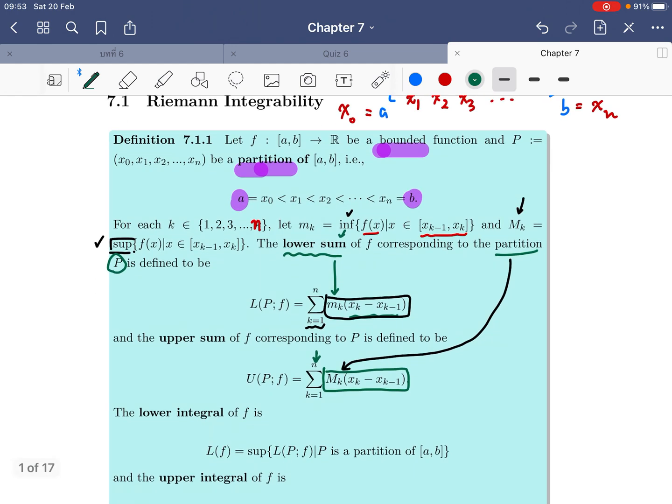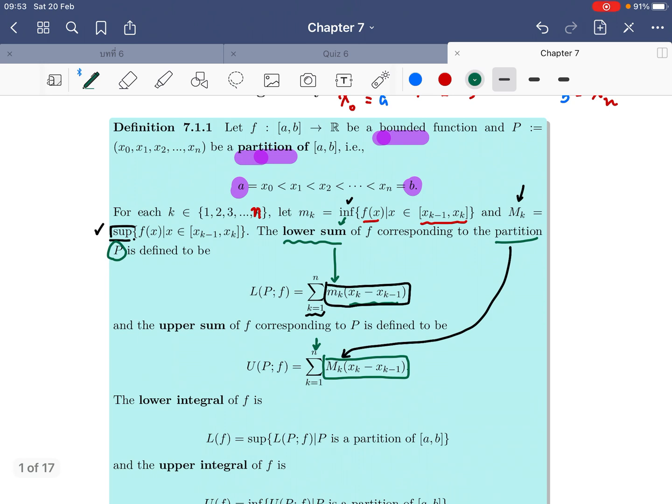And after you have the lower sum and the upper sum, for the lower sum, this will be a little bit tricky. For the lower sum, we are going to define the lower integral. For the lower integral, we are going to find the supremum of all lower sums.